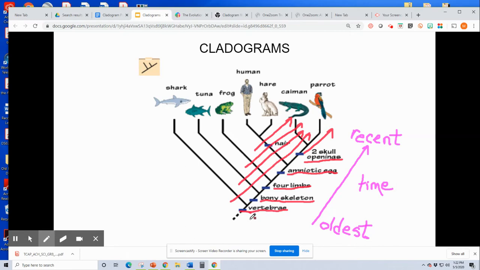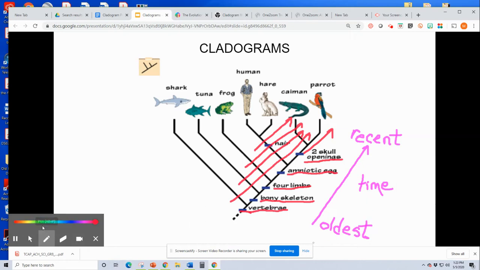These characteristics tell us, the way they're placed on here, that vertebra, in an evolutionary sense, was a trait that evolved at the oldest time point. Bony skeletons would have evolved more recently, 4 limbs more recently as we work our way forward. And you notice that as you go this way, we branch off and they've added the word hare, and then you have a different kind of hare and our human over there. So these are just characteristics that we are using to help us develop our cladogram.